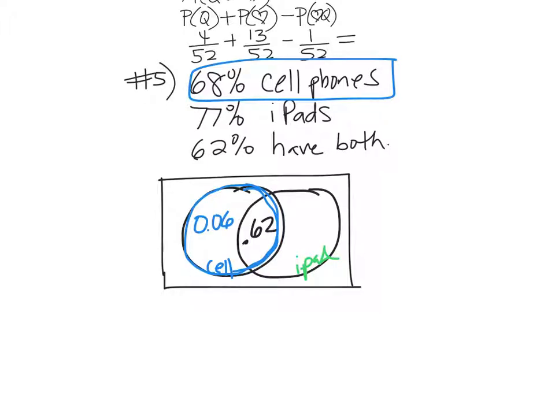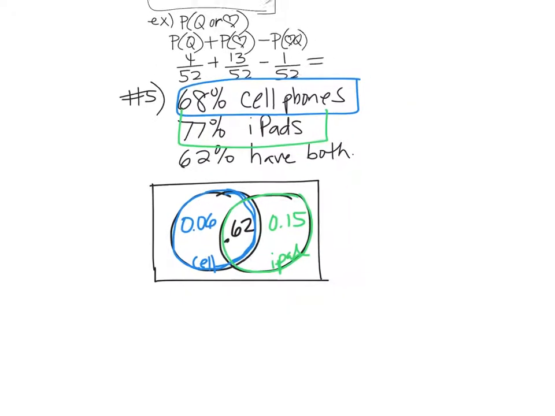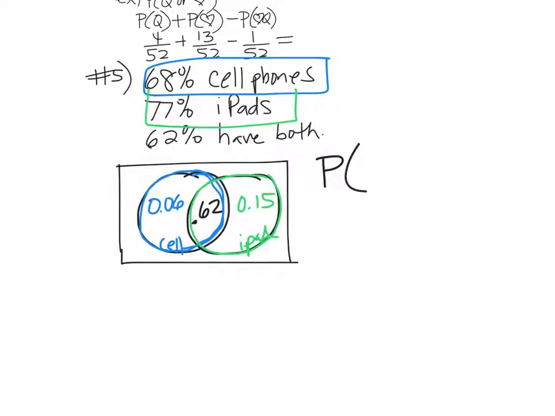How many kids have an iPad? 0.15. Very good. Because all the kids, 0.62 plus 0.15, has to be iPad owners. Now, let's go ahead and see what they're asking for again. We want the probability that a kid is going to have a cell phone or an iPad. Okay? Cell phone or an iPad.